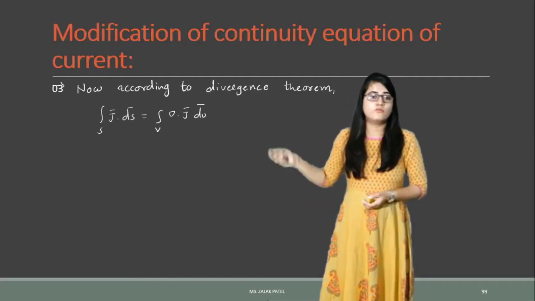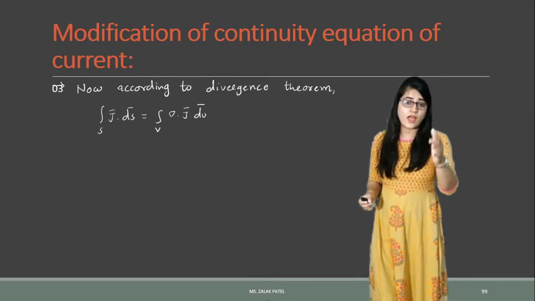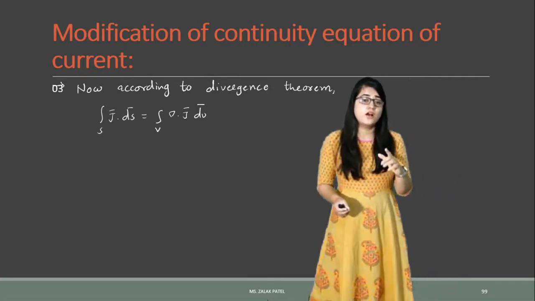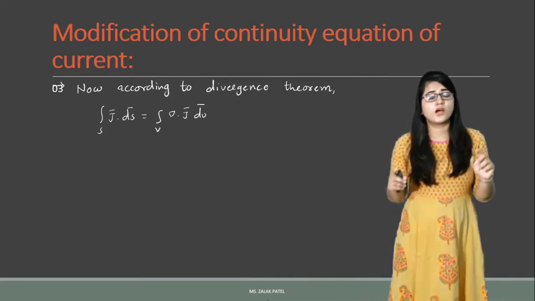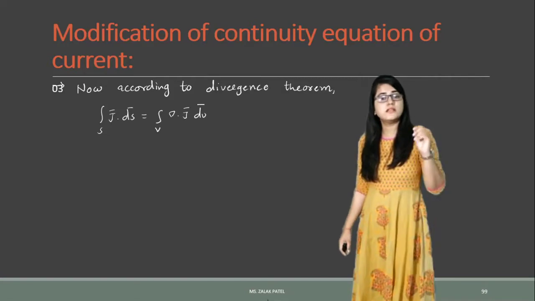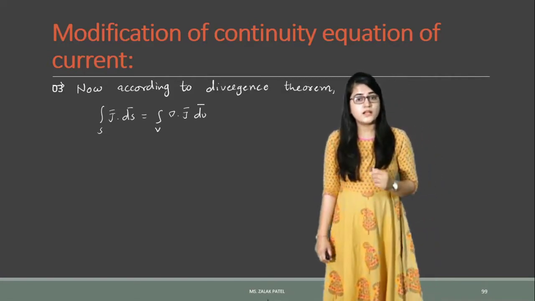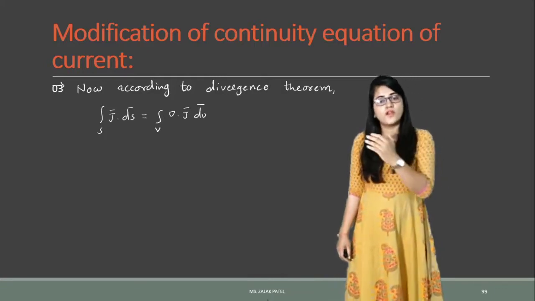So now the modification to the continuity equation of current. According to the divergence theorem, which I already discussed in the last session, whenever we need to convert the surface and volume relationship, we have to use the divergence theorem. So here one term is a surface term, and the volume integration of rho v dv is there.